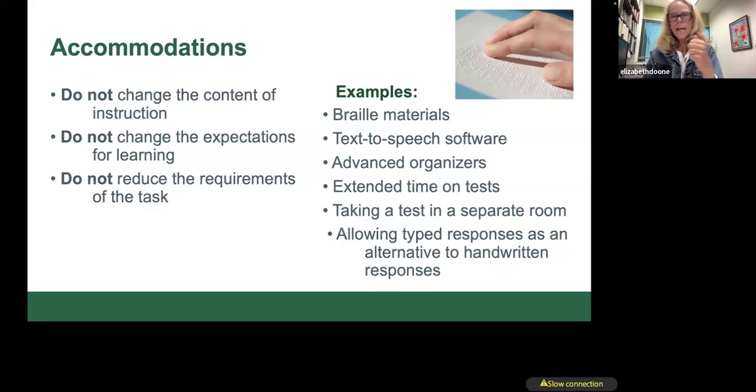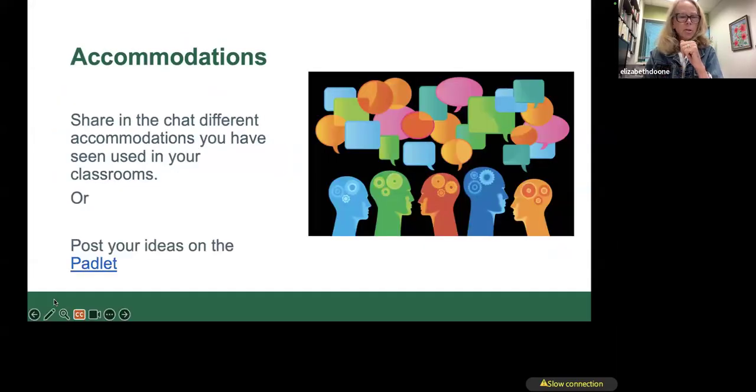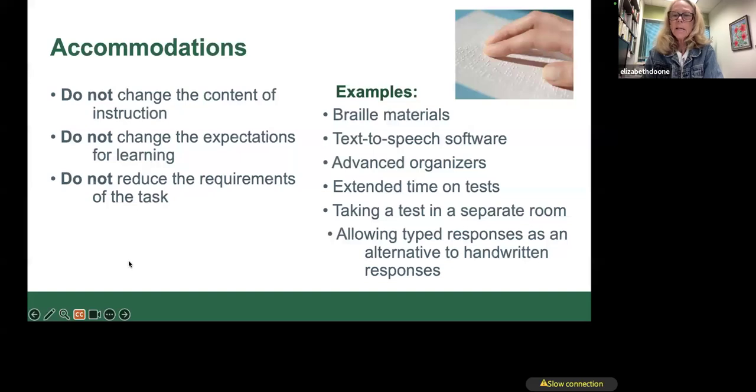And those examples are many. Braille for our vision impaired students who need materials to read, text-to-speech software. Again, that technology is amazing. It helps our students. The extended time on tests for those that need that. Advanced organizers, like the sheet that I hope you have in front of you. I'm not sure that you have it, to take notes on this. Testing in a separate room for our students who are easily distracted. That's very helpful. Allowing typed responses as an alternative to handwritten responses when necessary for students who have some fine motor skill issues. So those are a few.